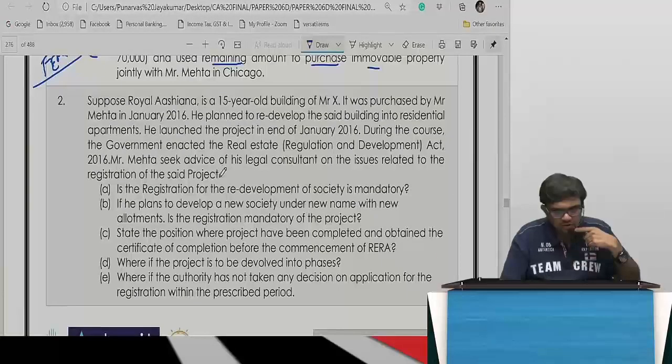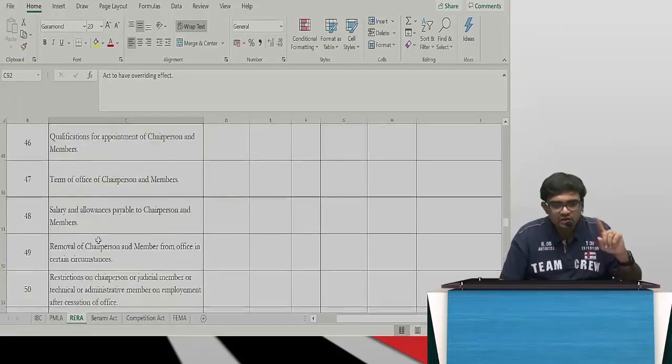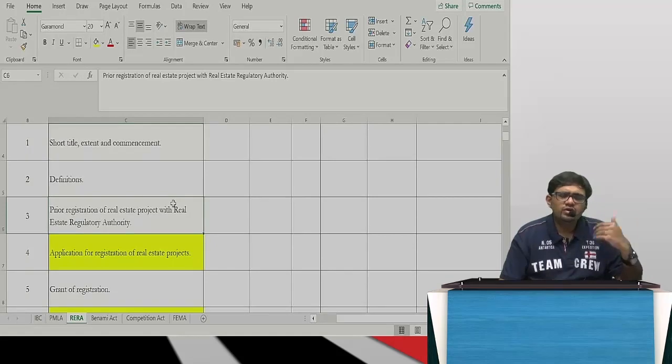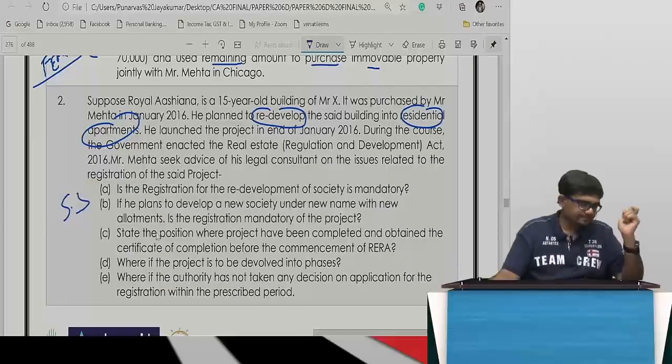Next, redevelop the building. So here they want to redevelop and build it into residential apartments. Redevelopment etc. will come under RERA. It's all about registration. Should I register a property for which I'm going for redevelopment, renovation, or complete overhaul? All these things we had discussed with examples in the RERA part, and it comes under section 3. So predominantly overall, this will be around section 3 of RERA.